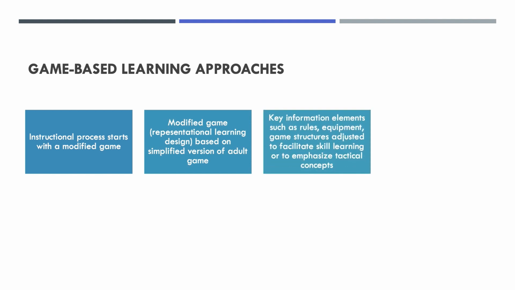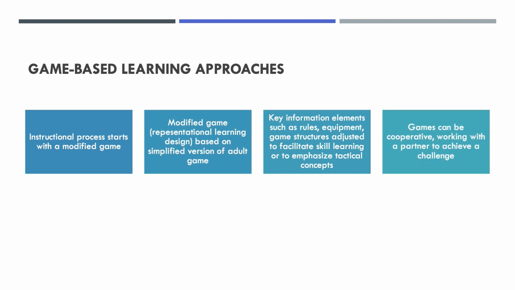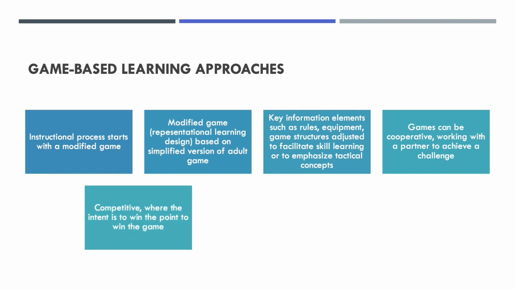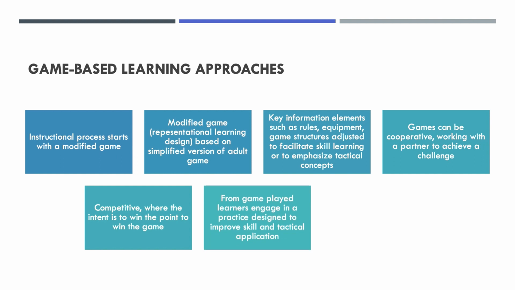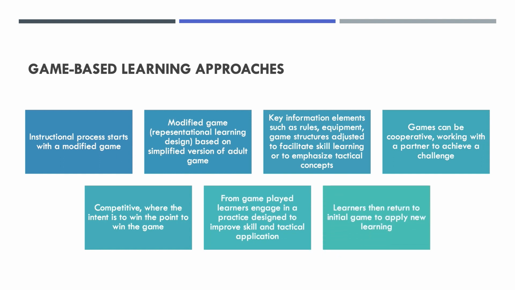Key information elements such as the rules, equipment, and game structures are adjusted to facilitate skill learning or to emphasize tactical concepts. Games can be cooperative in nature, working with a partner to achieve a challenge, or competitive in nature, where the intent is to win the point to win the game. From the game played, learners engage in a practice designed to improve skill and the tactical application of that skill. Then learners return to the initial game and apply their new learning.